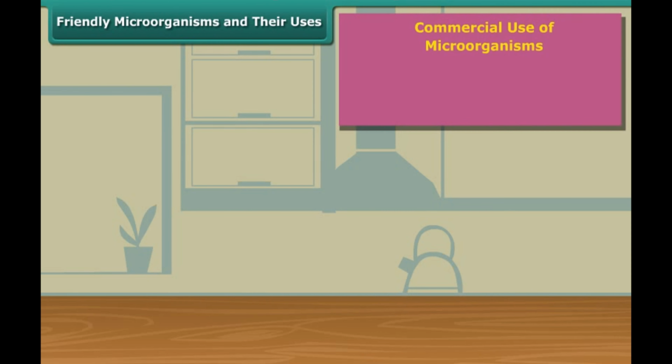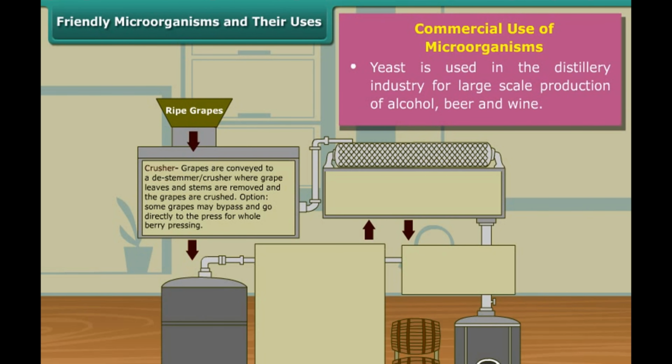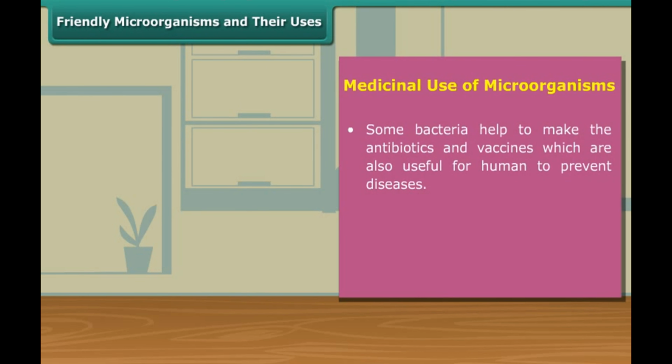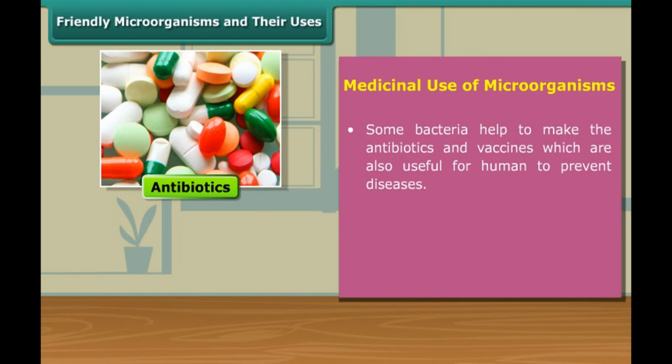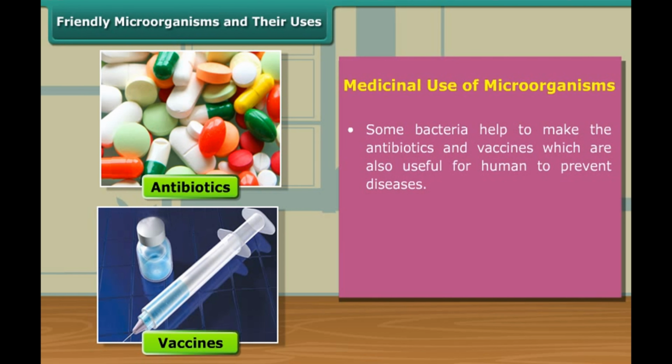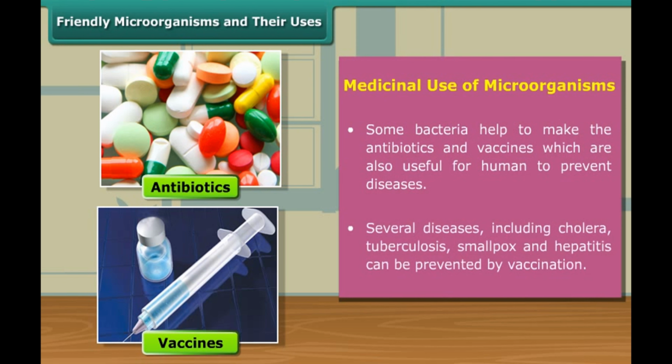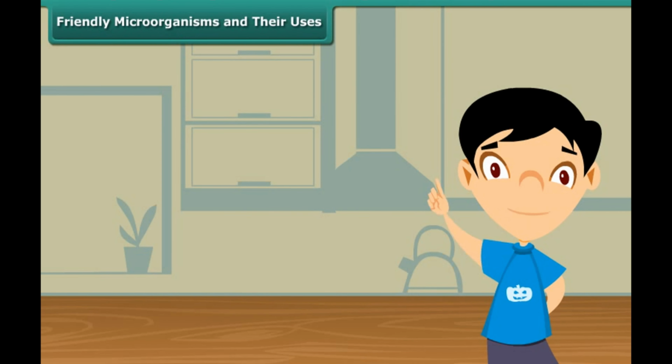Microorganisms are also useful in the commercial and medicinal field. For instance, yeast is used in the distillery industry for large-scale production of alcohol, beer, and wine. Some other bacteria are helpful in the production of antibiotics and vaccines. Vaccination is helpful in several diseases including cholera, tuberculosis, smallpox, and hepatitis. Now let me tell you what other benefits are provided by useful microorganisms.